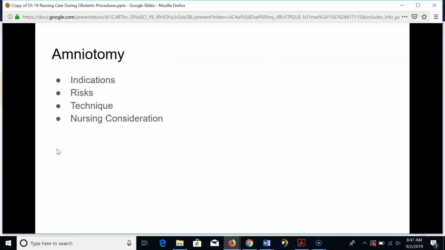An amniotomy is the artificial rupture of membranes. It's done typically to help labor progress. There are a few risks that can occur with this procedure. The first is a prolapsed cord.